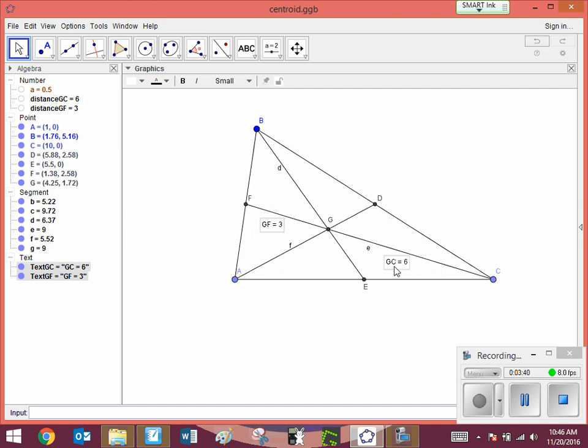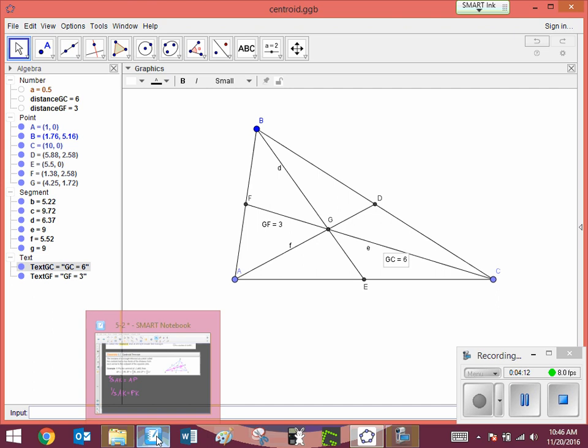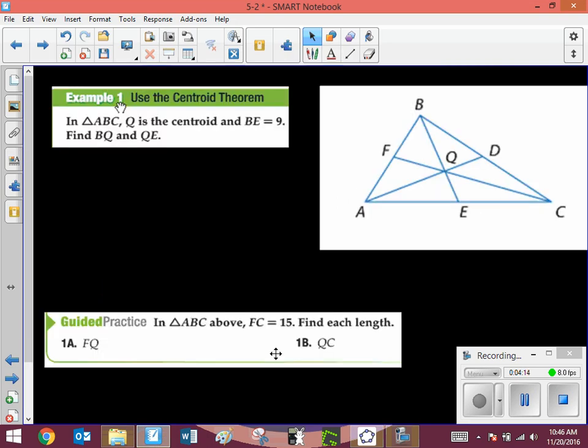The other interesting part about this is if I focus on the two smaller segments now, GC, this one right here, and GF right here. Notice how GC is double FG. So in other words, I could take my segment 3 here and multiply it by 2 to get this. Likewise, if I wanted to go the other way, I could divide by 2 or take it times 1/2 in order to find those segments. So let's do those in terms of some examples here.